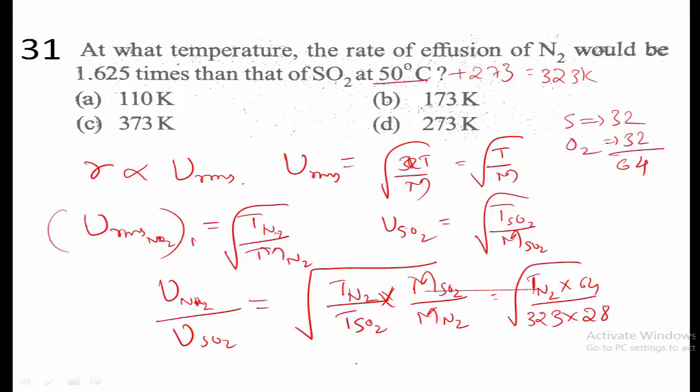So if you simplify this, you will get the answer T2 is equal to 373 Kelvin. That is the temperature of nitrogen. So at this temperature, the rate of effusion of nitrogen is 1.625 times that of sulfur dioxide. So remember this. So which option is right here? Option C. So here option C is the right answer.